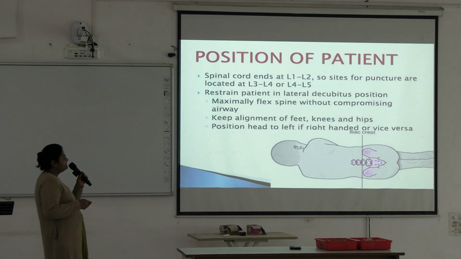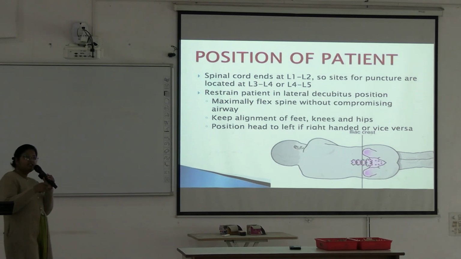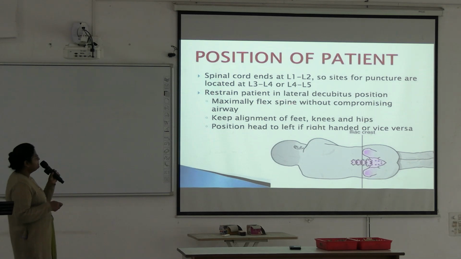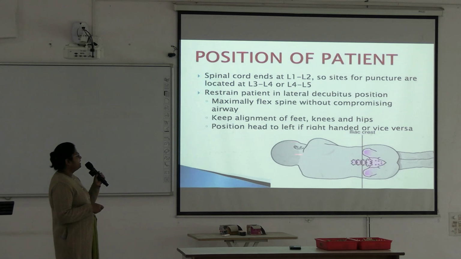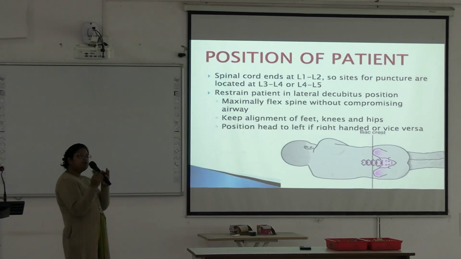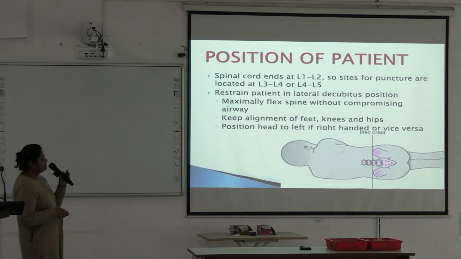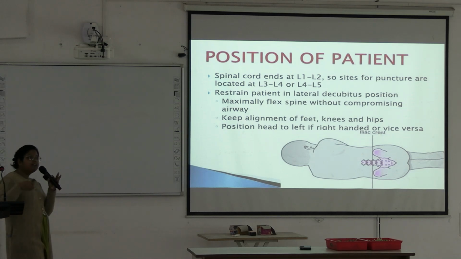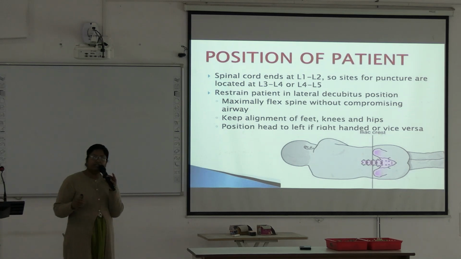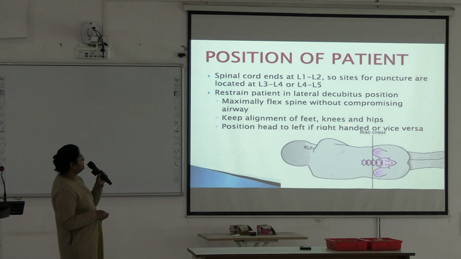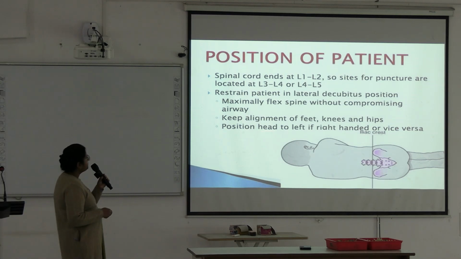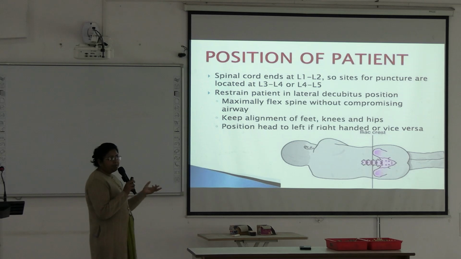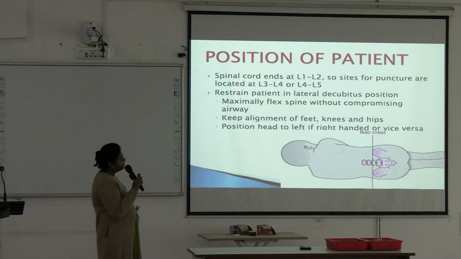Restrain the patient in lateral decubitus position. Place the patient in lateral decubitus position. Maximally flex the spine without compromising the airway. Okay, head and knees are coming close to each other. Okay, that's why these intervertebral spaces will be dilated. So it will be helpful to introduce the needle. So keep alignment of feet, knee and hip. Position the head to left if right-handed or vice versa. Okay, so left decubitus position is preferred if the doctor is right-handed.